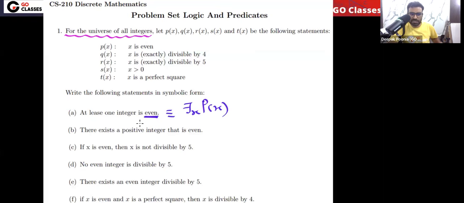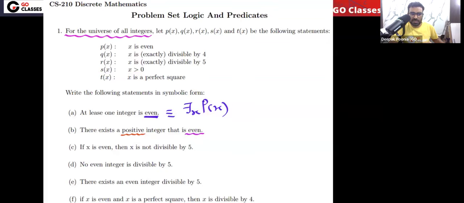We have done it. Let's see the next part. There exists a positive integer that is even. Here there are two things. The first thing is positive integer. The second thing is even. For even, what is the predicate? The P predicate is for even. For positive integer, what is the predicate? Integers are the domain. So tell me, for positive, what is the predicate?